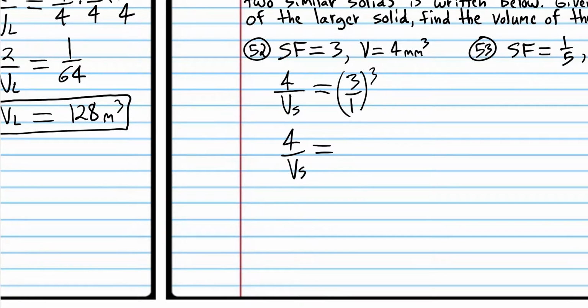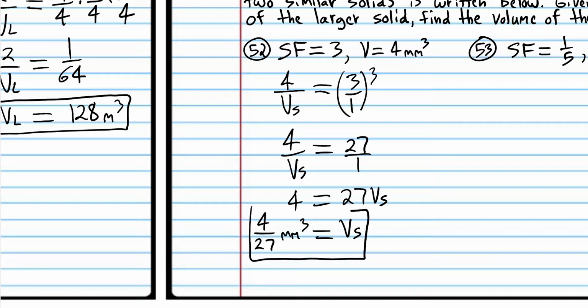3 times 3 times 3 is 27. I guess I'm going to keep the 1, cross multiply. We get 4 is equal to 27 times VS. Divide both sides by 27. And there's our answer. So 4/27 of a cubic millimeter. So that's a very small space there.